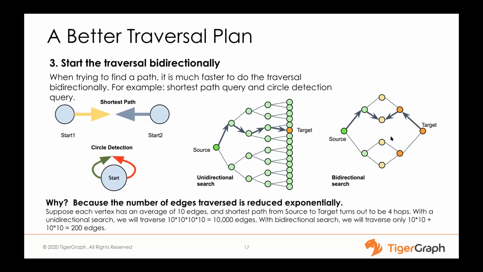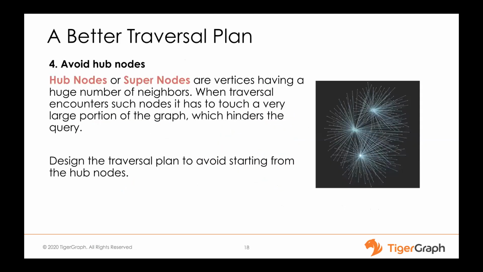So if we traverse bidirectionally, we start from both source and target and have the paths meet in the middle. We only traverse this much of vertices and edges. You can see it's a lot fewer than traversing single-directionally. So when we do a shortest path query or a circle detection query, we can consider traversing in both directions. This will significantly reduce the number of vertices and edges traversed.